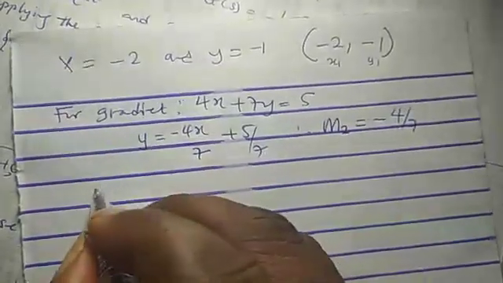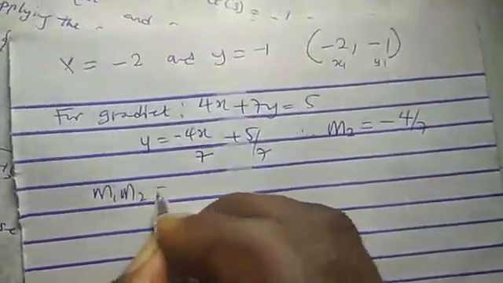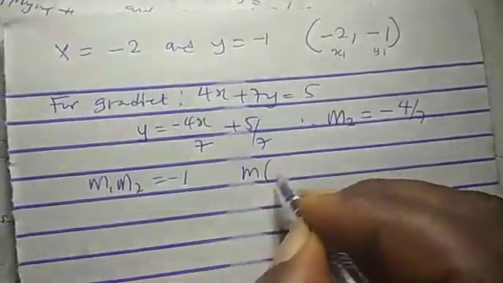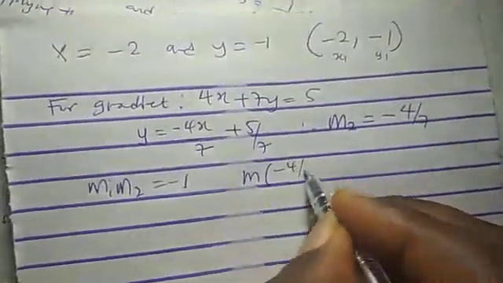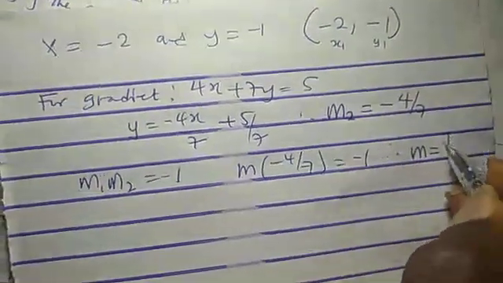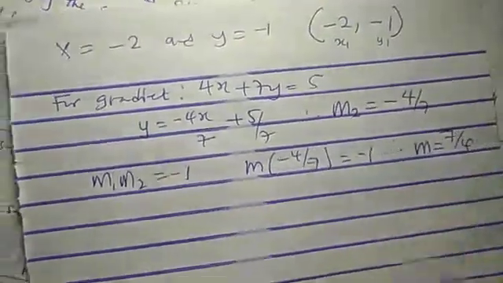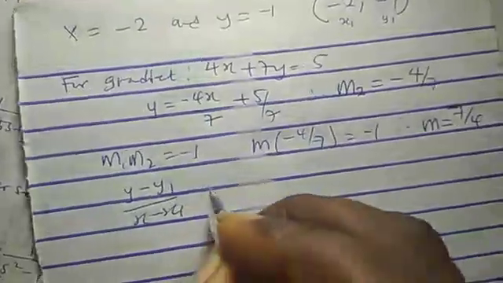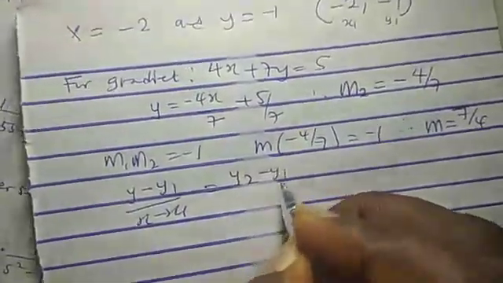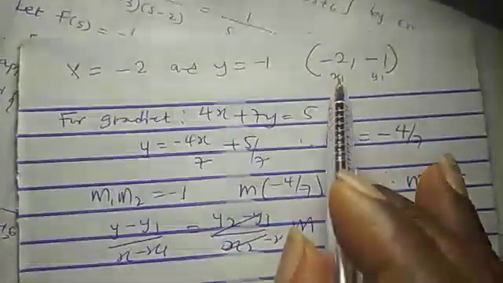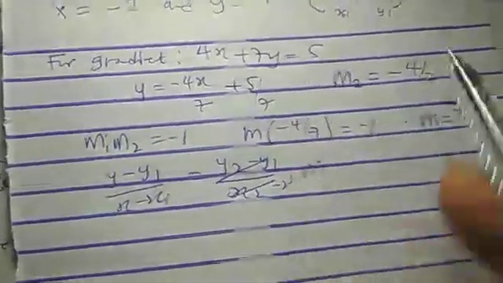But the one we are looking for, we recall for perpendicular, we say m1 times m2 is equal to minus 1. So that means m times this must be equal to minus 1. Therefore, the gradient we need will now be what? 7 over 4. So I can now use the formula which says y minus y1 over x minus x1 is equal to y2 minus y1 over x2 minus x1 is equal to m. So that is, we are given a point and a gradient.